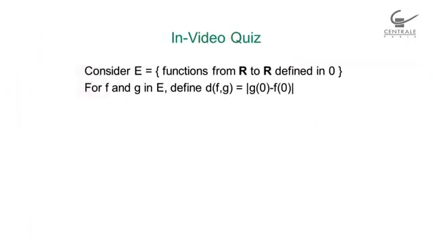Other question. Consider E, the set of all functions from R to R that are defined in 0. Let's define the function D as a function that takes two inputs, f and g, two functions in E, in other words, two functions from R to R defined in 0. And d(f,g) is defined by the absolute value of g(0) minus f(0). The question is, is d a distance function on E?